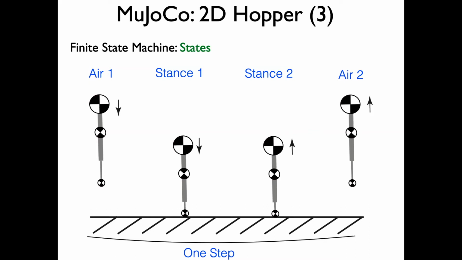Then when the foot is touching the ground, it is compressing, and so the velocity of the torso is downwards. That will be called stance 1. And then when it is going upwards, it'll be called stance 2. And then when it leaves the ground going upwards, it will be air 2. After it finishes air 2, it will start going downwards when the velocity goes to 0, and I'll go back to air 1. So air 1 goes to stance 1, then stance 2, and air 2, and so on.